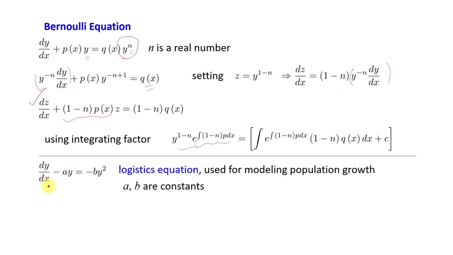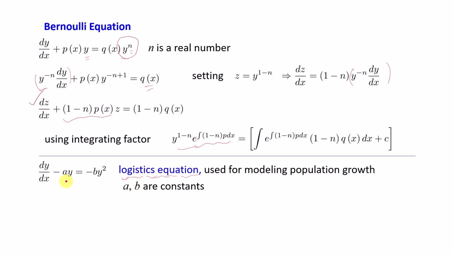Let us take an example. dy/dx minus ay equals minus b y square. This equation is a very famous equation, and we'll solve one problem later on in this equation. So check this solution carefully. This equation is called the logistic equation, and this is used for modeling population growth.